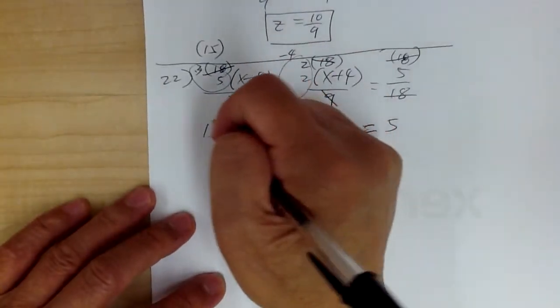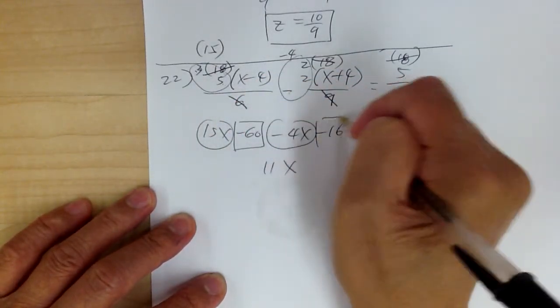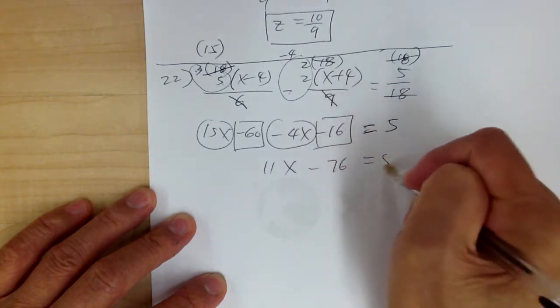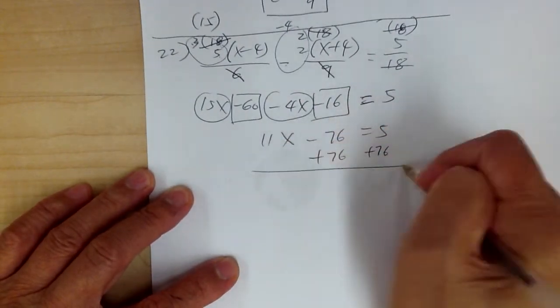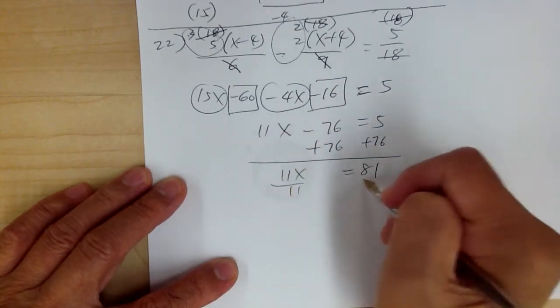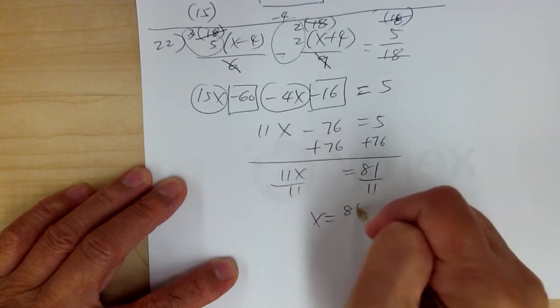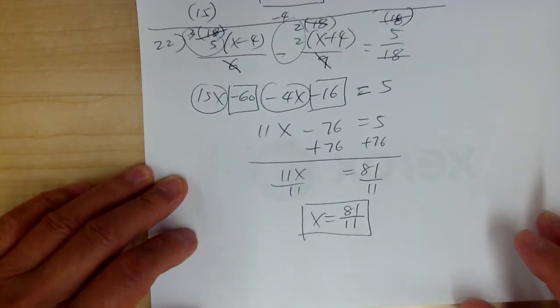Combine like terms. I got 11x, combine the like terms, so minus 76 equal to 5. So plus 76 on both sides. You get 11x equal to 81. Divide by 11, so x equal to 81 over 11, and that's it.